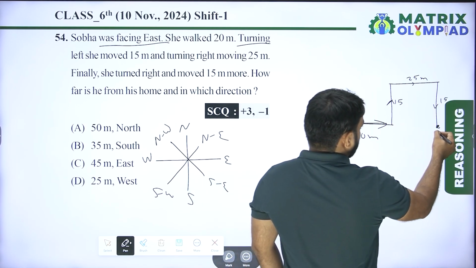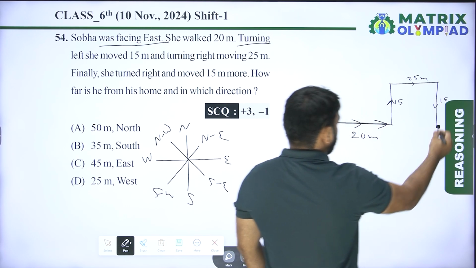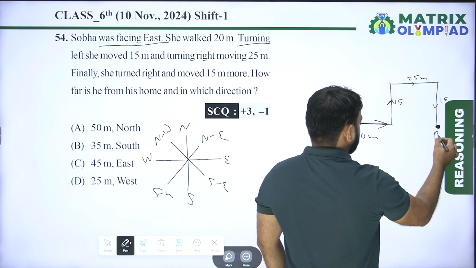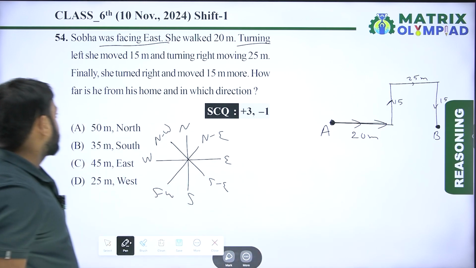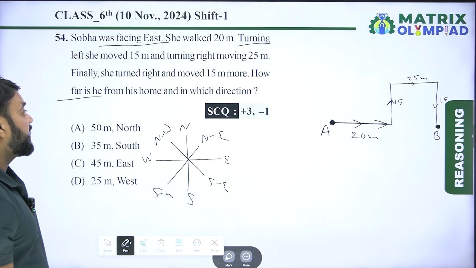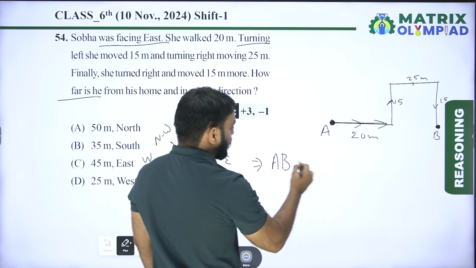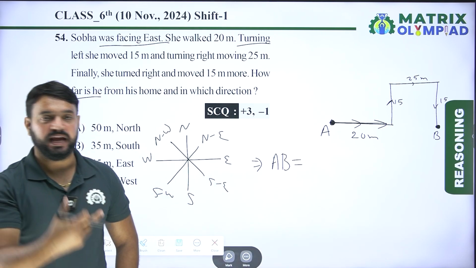And this is the final point of Soba. Let's suppose the starting point of Soba is A and the final point of Soba is B. So now the question is, how far is he from his home? So now find the distance between the starting point and the end point. It means find the distance between A and B.